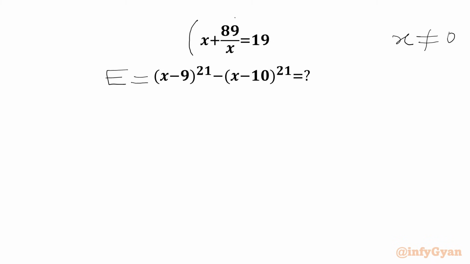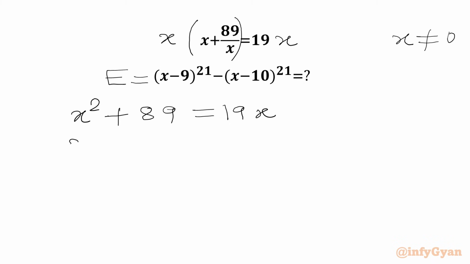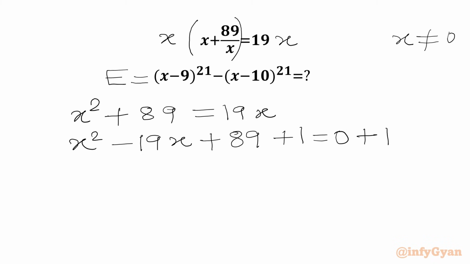Now we will multiply our known equation by x both sides. So we will get x times x square plus x times 89 over x, 89, equal to 19x. Or we can write x square minus 19x plus 89 equal to 0. Now we can add 1 to both sides so that our LHS would be x square minus 19x plus 90 and RHS would be 1.